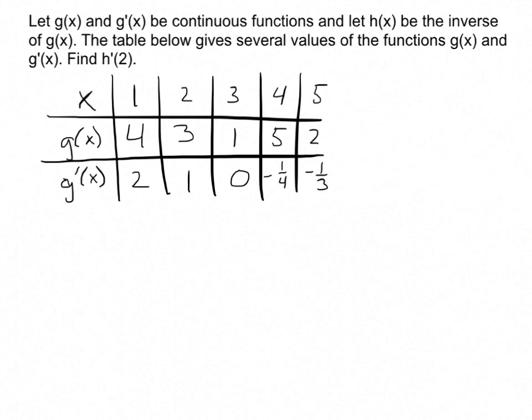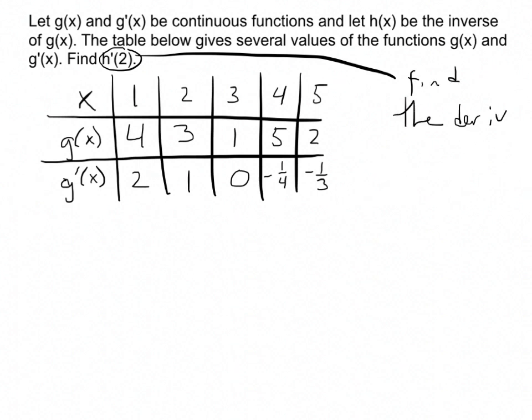Okay, so let g of x and g prime of x be continuous functions, and let h of x be the inverse of g of x. So I'm switching up the letters a little bit to give us some practice with that. So g is basically the original function, and h is the inverse of that. And the table here is giving us several values of g of x and g prime of x, and I want us to find h prime of 2. So understand this effectively means find the derivative of the inverse. And note, that's what this entire lesson was about.